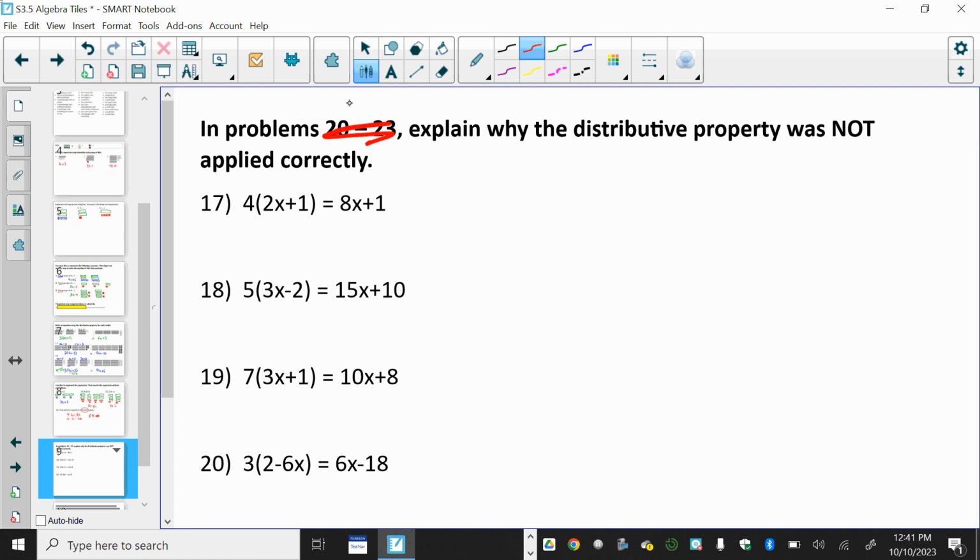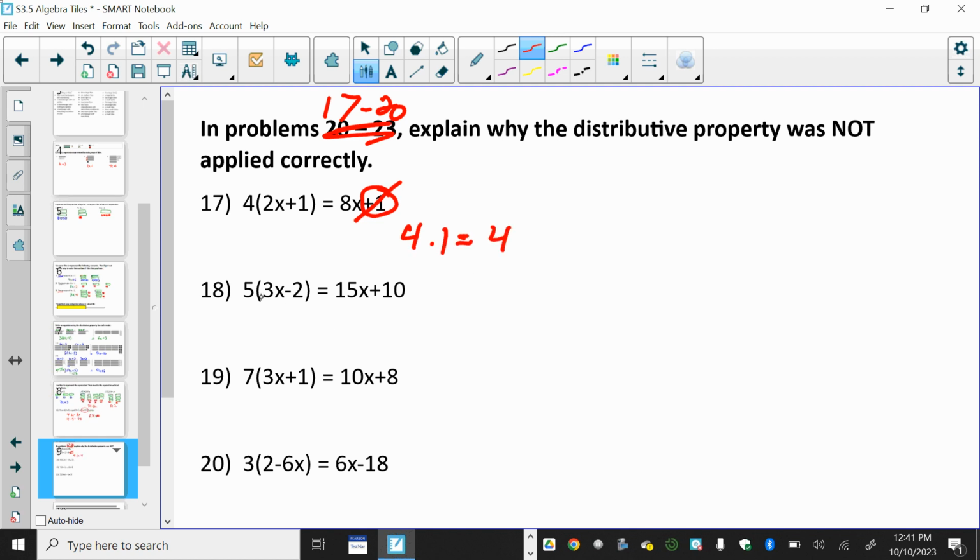Problem set for these, 17 through 20. Explain why the distributive property was not applied correctly. Alright, so here's what I mean. Look at this. We know that we're going to have 4 groups of 2x plus 1. That means we're going to have 8x plus 4, once we have the plus 1. So that's wrong. 4 times 1 equals 4.